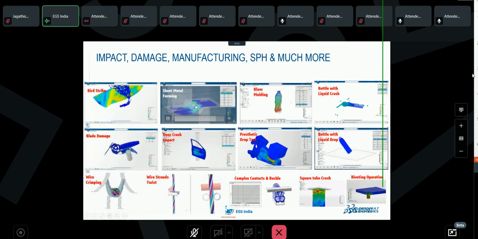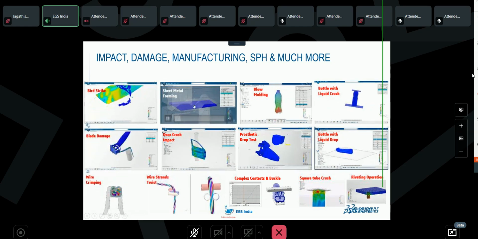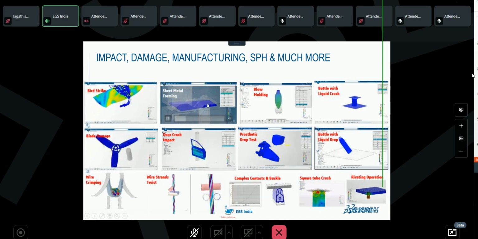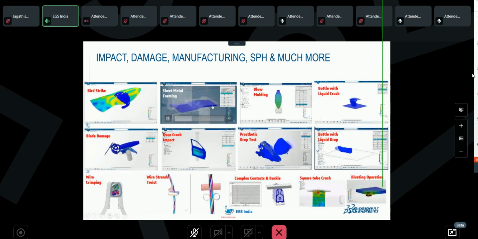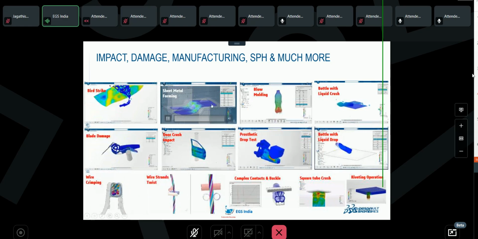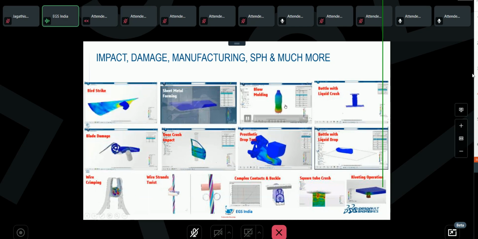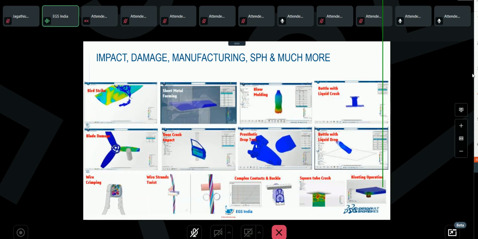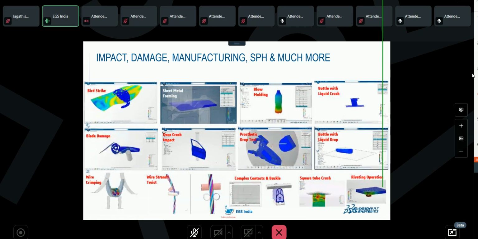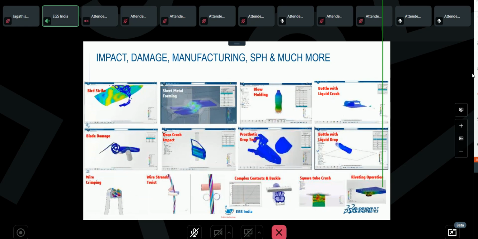Apart from that, there is a sheet metal forming process, where we will be considering different steps, that multi-step that we are going to consider. And you can see over here, we can also easily do this problem without any hiccups. So there is a capability to do blow molding, and SPH capability, smooth particle hydrodynamics, to check for the bottle crush with liquid inside of it.